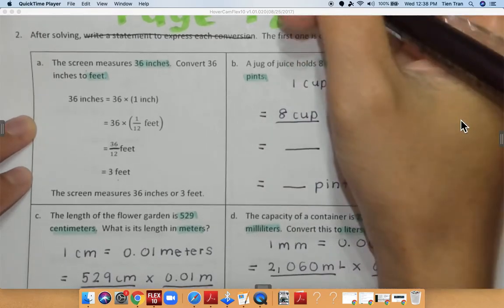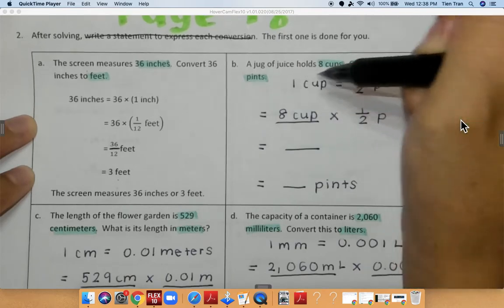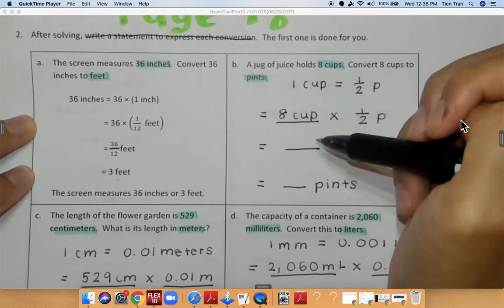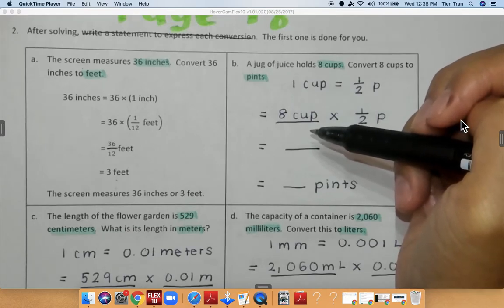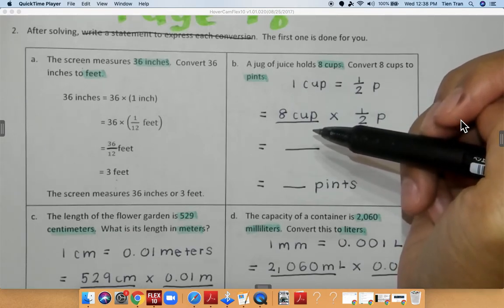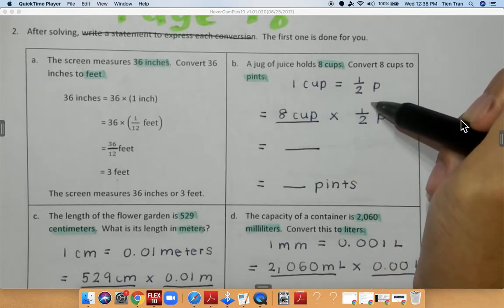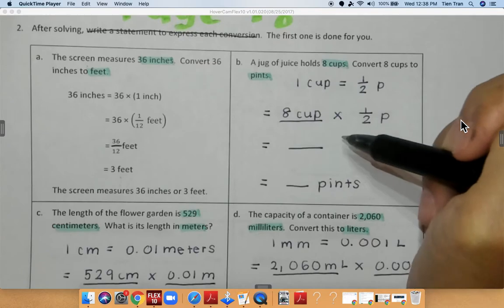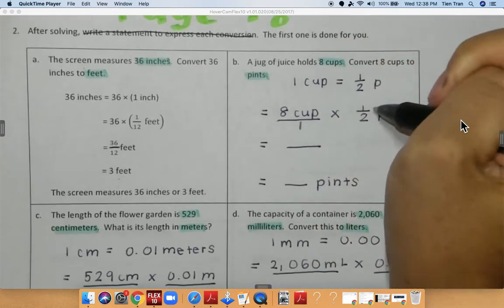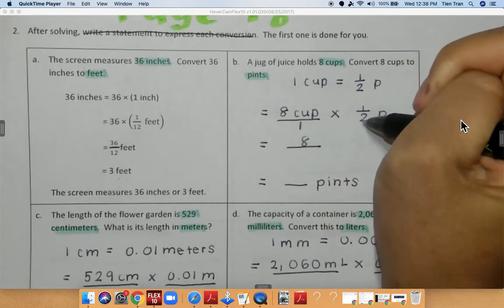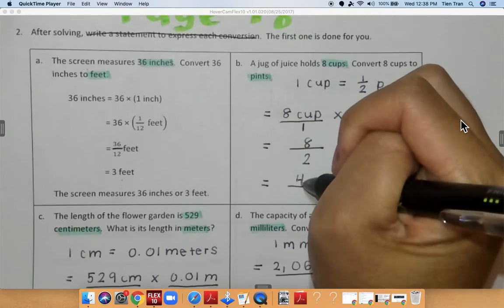Now, we have problem B. A jug of juice holds 8 cups. Convert 8 cups to pints. So I know that a cup is smaller than a pint. So what I'm going to do is make sure that I am measuring this correctly. So I'm changing 8 cups and I'm multiplying times 1/2, okay? And if you want to do that, you can also put a 1 underneath. So 8 times 1 is equal to 8, and 1 times 2 is equal to 2. 8 divided by 2 is equal to 4 pints.